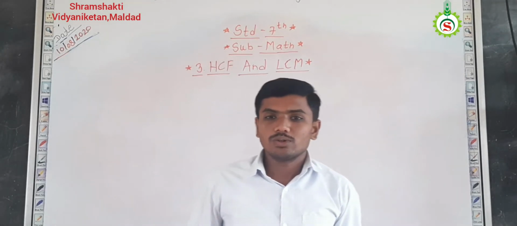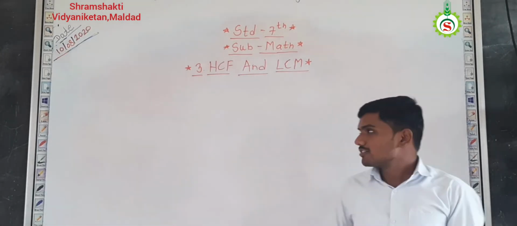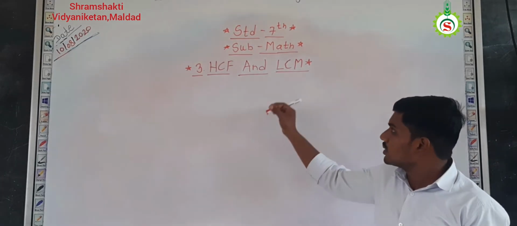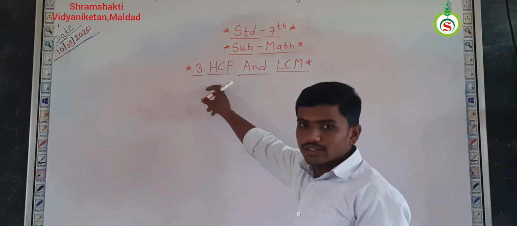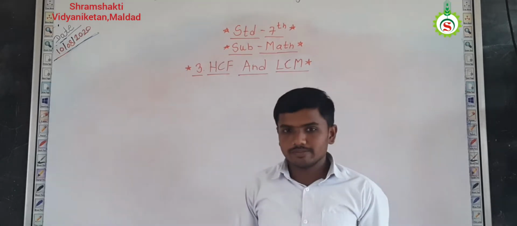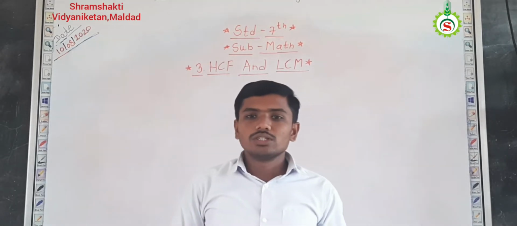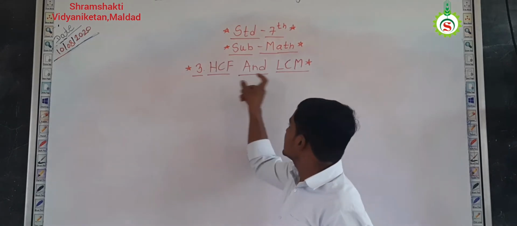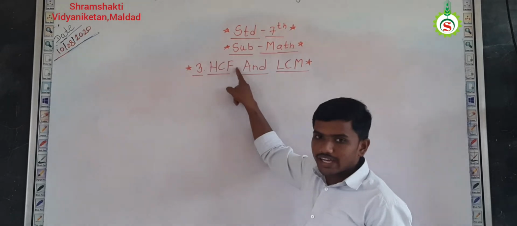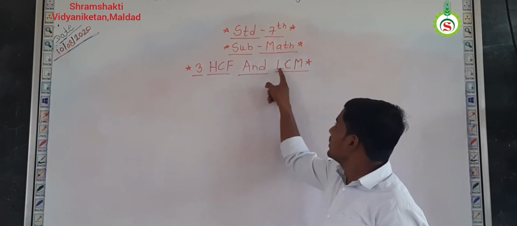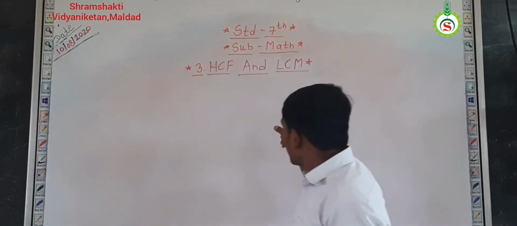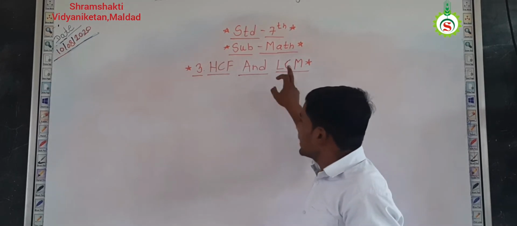Okay, so up to the last lecture, we have seen how to find out the LCM. In chapter number 3, we have seen how to find out HCF and how to find out LCM. So again I want to give a small introduction about HCF and LCM. HCF is nothing but highest common factor and LCM is nothing but lowest common multiple. We have learned how to find out HCF and LCM.